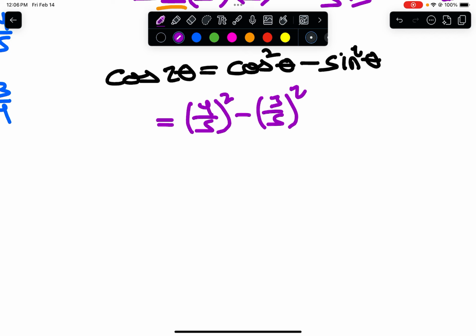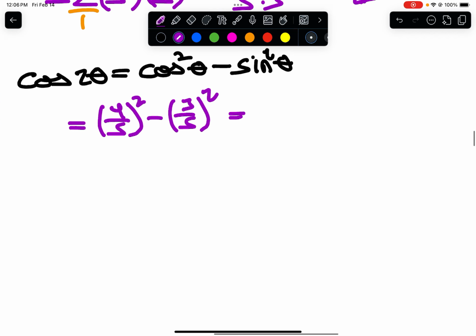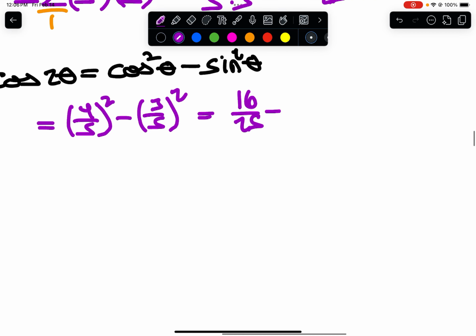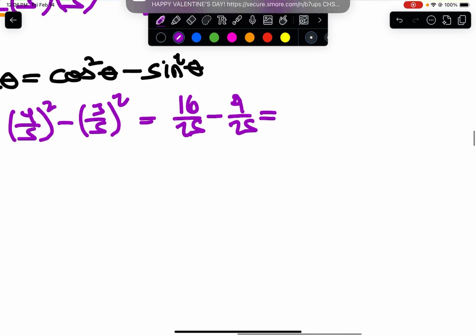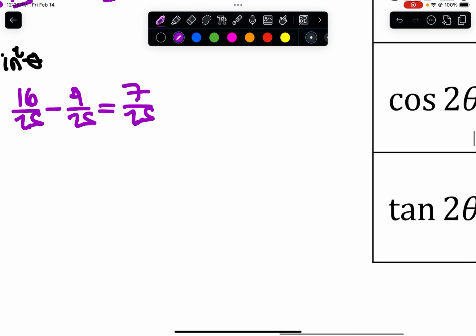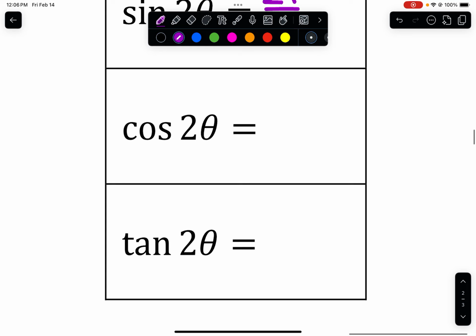all squared. So when I simplify this value, we're going to have 4/5 squared, which is going to be 16 over 25. You can just square each individual number. Then minus 3 squared over 5 squared, which is going to be 9 over 25. And then when you subtract 16 minus 9, that's going to give you 7 over 25. So I know my double angle cosine value here will be 7 over 25.